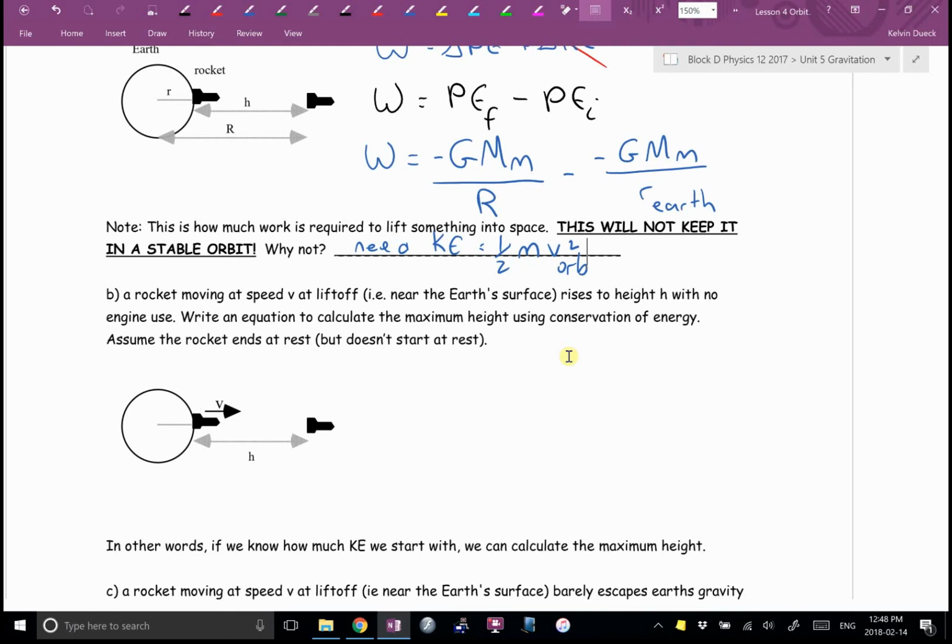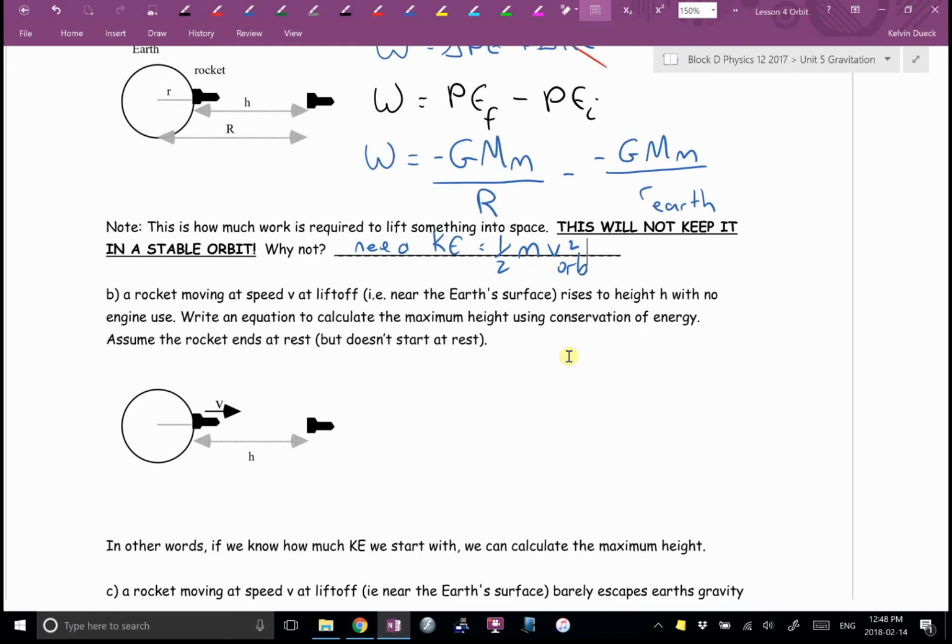Conservation of energy. Is there a change in height? Is there a change in speed? I think so, because we're starting out fast. In fact, I think you're going to be slowing down. This is really the same physics as throwing something into the air, but now we're throwing something into outer space. We're going to ignore air resistance because that makes the math yucky.